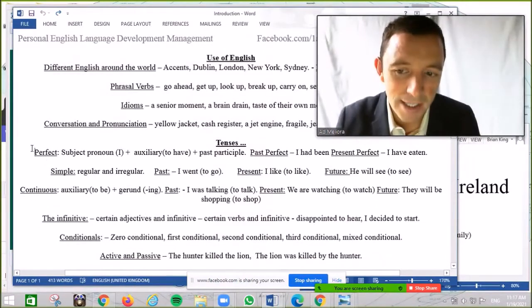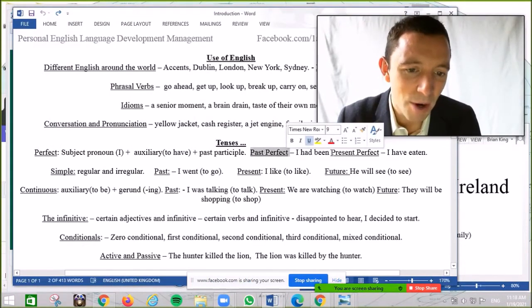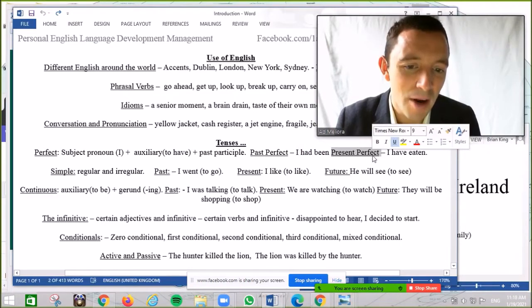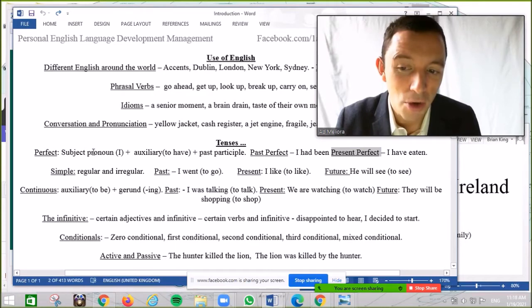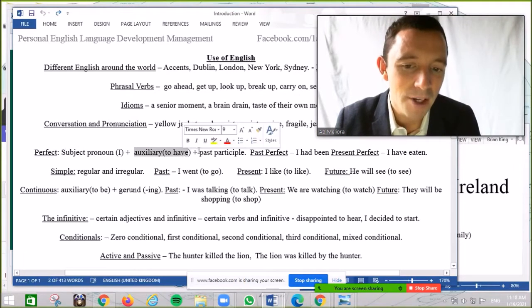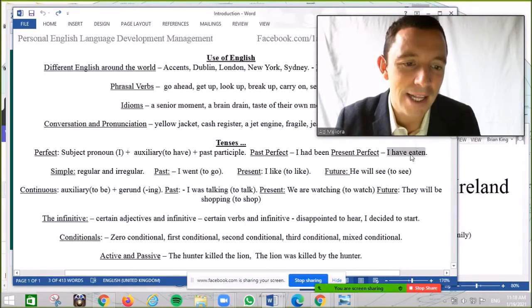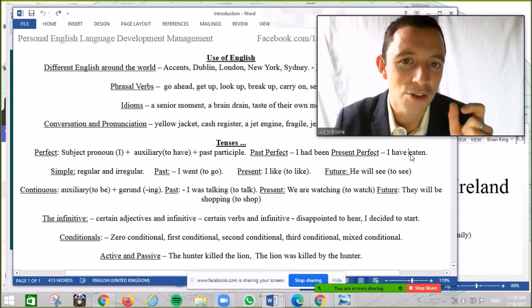Okay, so the perfect, you have the past perfect, number 1, and you have the present perfect, number 2. Okay, there are future perfects as well, but today we just focus a little on the construction of the perfect. So normally it's the subject, I, you, he, she, we, you, they, the auxiliary verb to have, plus the participle. Okay, for example, I had been is the past perfect, and I had eaten, yo he comido. Okay, I don't know if comido is the correct one, but that's the construction in English.